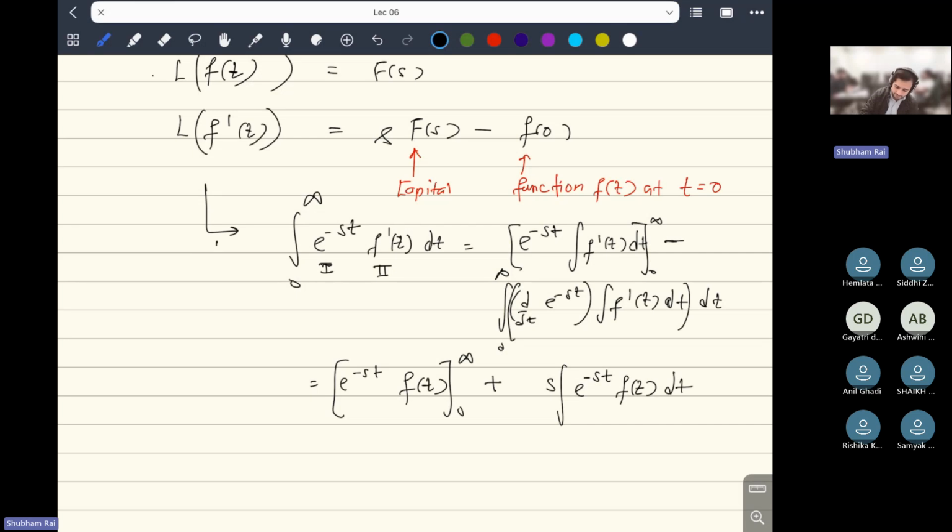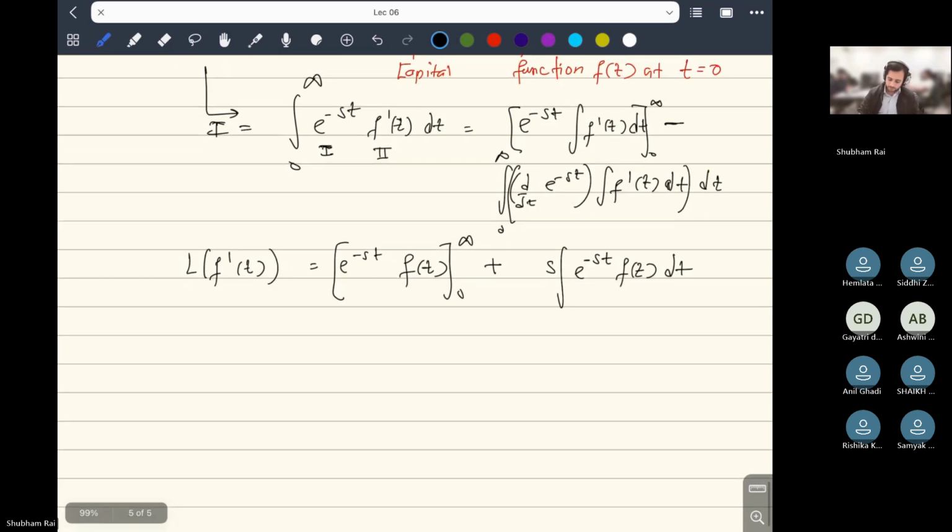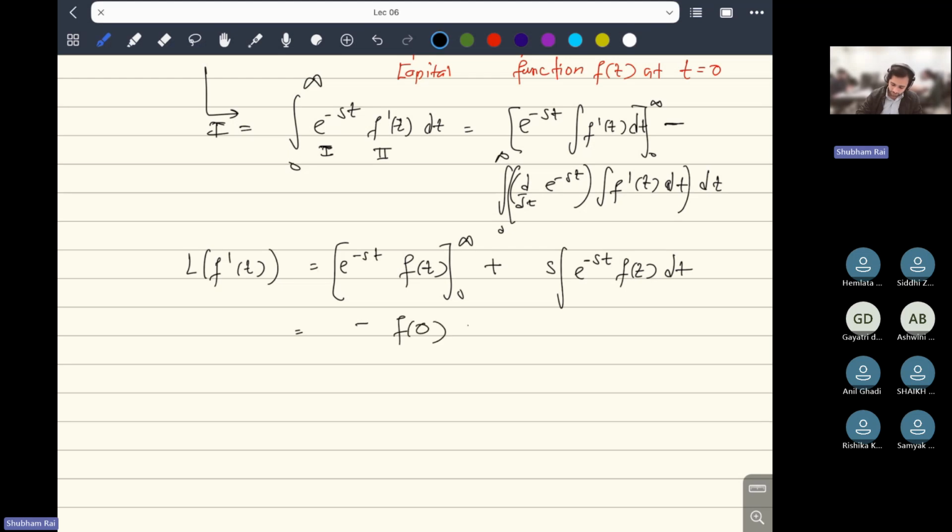So we started with this integral here. Let's call it I, or L of f prime t, right? This is L of f prime t. So finally, I just put the limit. If you put infinity here, we get e raised to the power minus infinity, which is 0, right? And then you get minus f of 0 and e raised to the power 0, which is 1. So finally, this term will be minus f of 0 plus s times, and this is going from 0. So this is nothing but the Laplace transform of function of t, right?